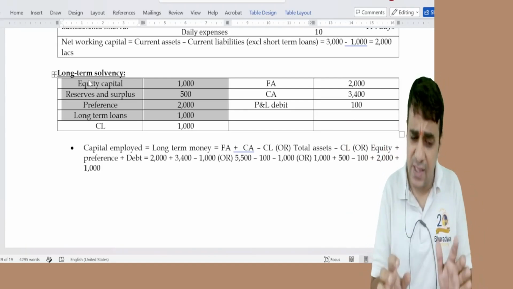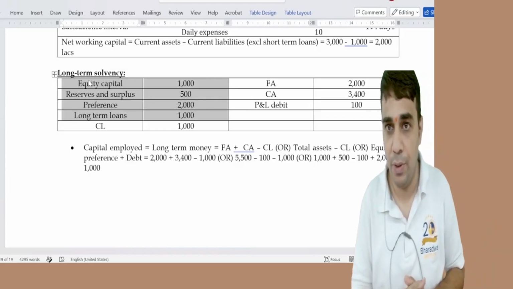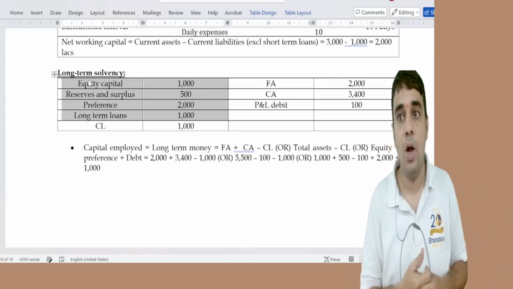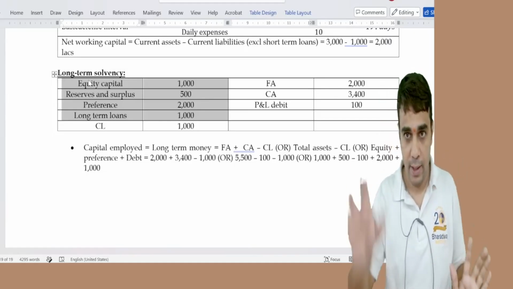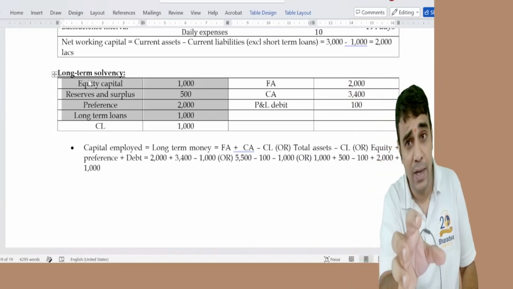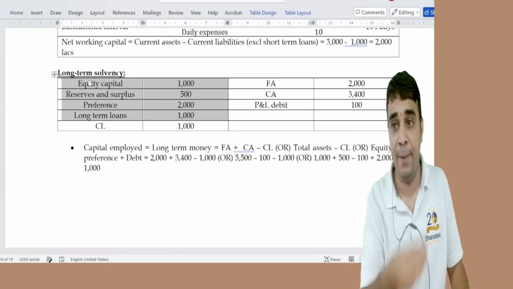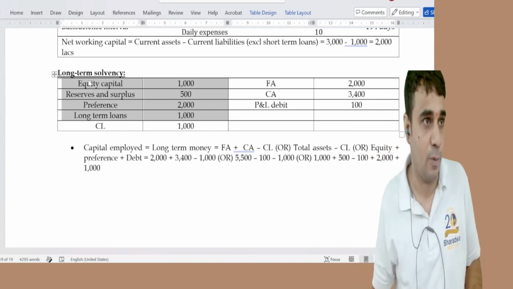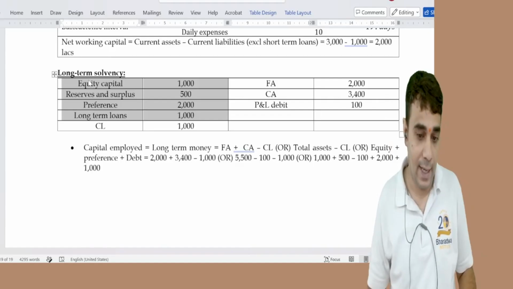Now, this 4400 comprises what? The capital structure ratios are the long term solvency ratio measures. First, any doubts on what is capital employed? Add up all the assets and remove the current liability, or add up all the liabilities without the current liability. Technically these are the two formulae: all assets minus the current liability, or all liabilities minus the current liability.